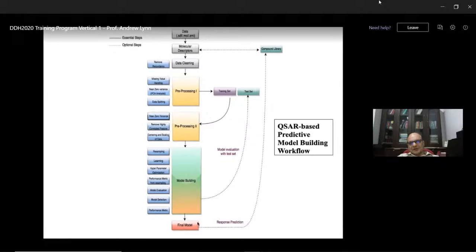So this therefore gives me my QSAR-based predictive model workflow that I've developed from scratch. Now, why do I want to do this? I want to do this because there are a large number of tools now which have excellent model building, but they may not be necessarily all ready for chemoinformatics.